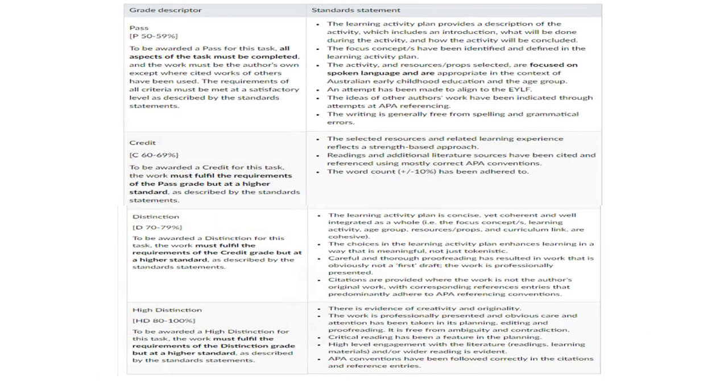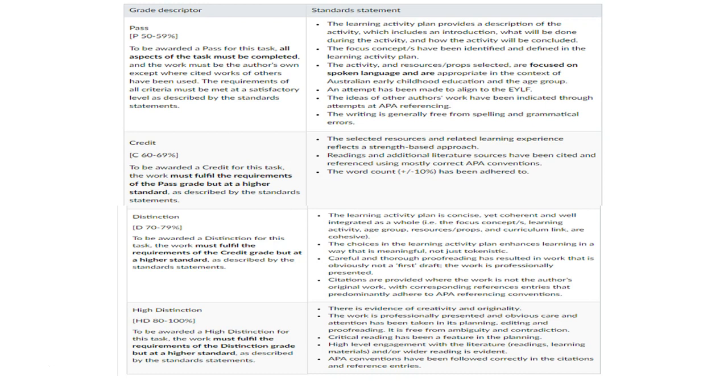So let's have a bit of a closer look. If you have a look at our pass descriptor, you can see a pass is 50 to 59, a credit is 60 to 69, a distinction is 70 to 79, and a high distinction is 80 to 100. If you start with your pass descriptor, just be aware that all aspects of the task must be completed and the work must be your own, except when you've cited the works of others. You need to make sure that the requirements of all the criteria have met a satisfactory level in regards to the statements that you can see on the right-hand side there.